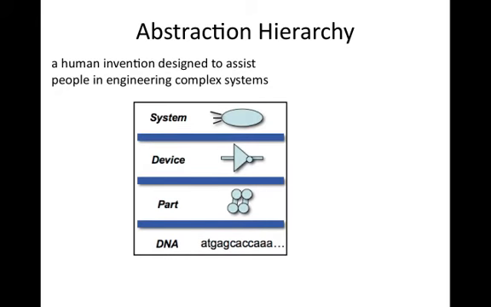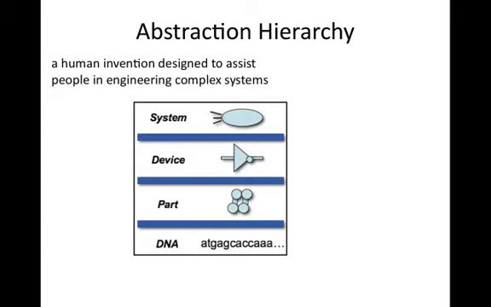So what we left off with for the first conversation about abstraction is the notion that to design complex systems, it's helpful to break them down into manageable layers so that the complexity can be addressed. And the invention that we have for addressing this complexity is this abstraction hierarchy.